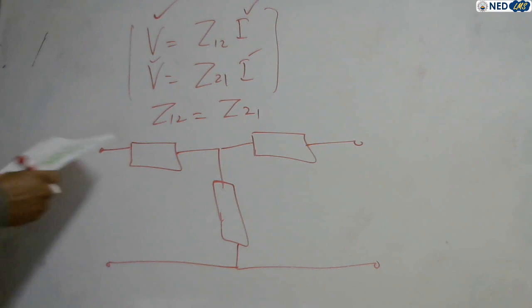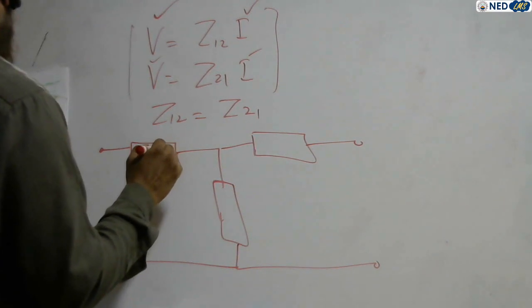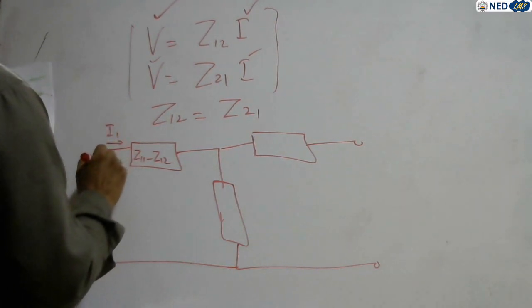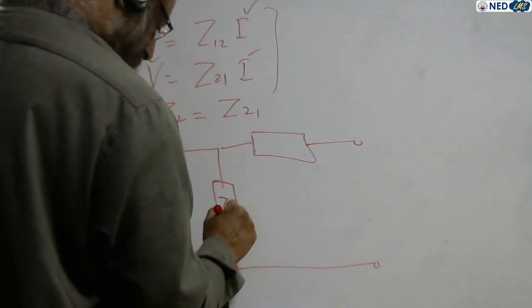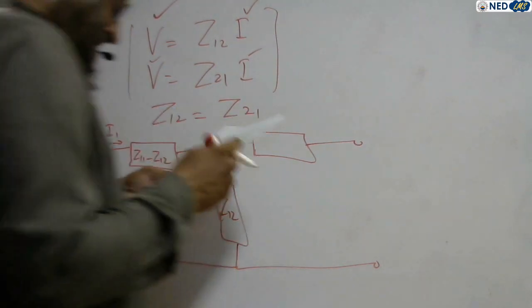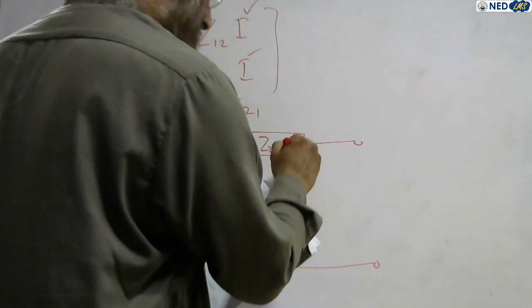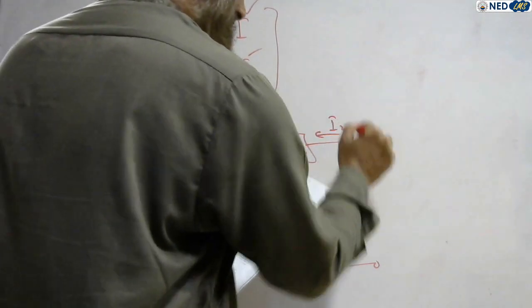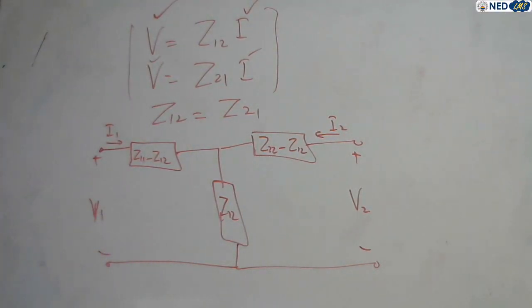T equivalent. So Z11 minus Z12, the current is I1, the voltage is V1, and this one is Z12, between port 1 and 2, the common impedance. And this one is Z22 minus Z12. The current is I2 and the voltage is V2. This is the equivalent T representation.